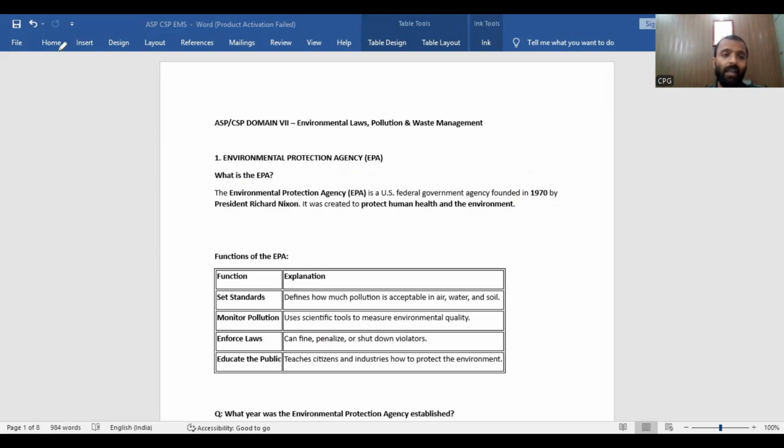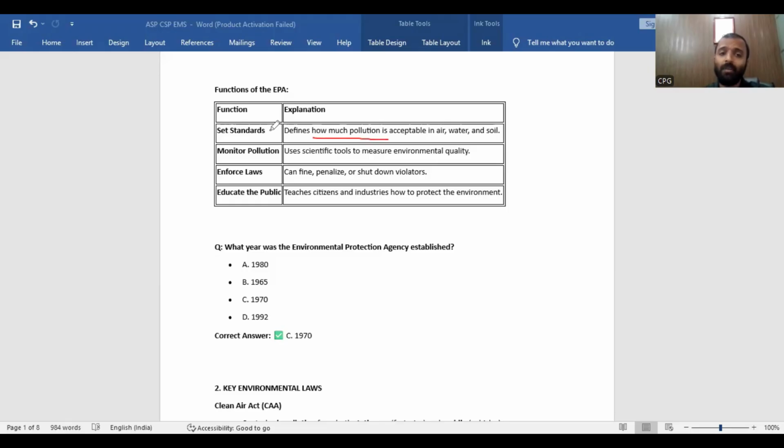So what is its role? It is to set standards for how much pollutants can be emitted, in the form of various types of pollutants, into the air, water and soil. Then it has to monitor the pollutants, using various tools and techniques. Then it has to enforce the law on these industries, penalize them, put fines, and educate and train the public related to environmental laws.